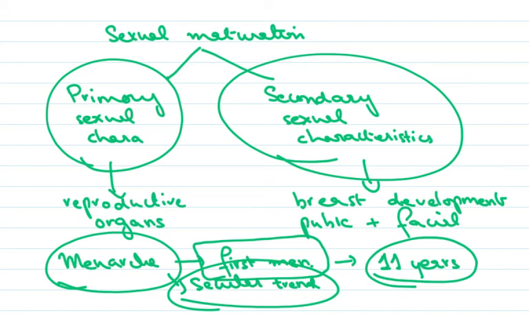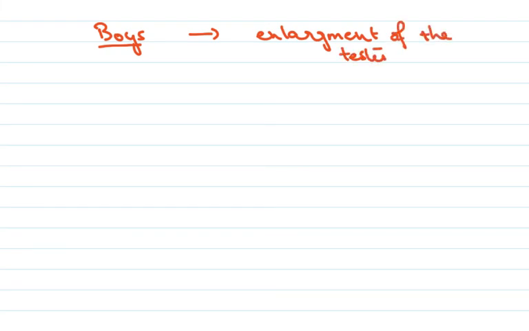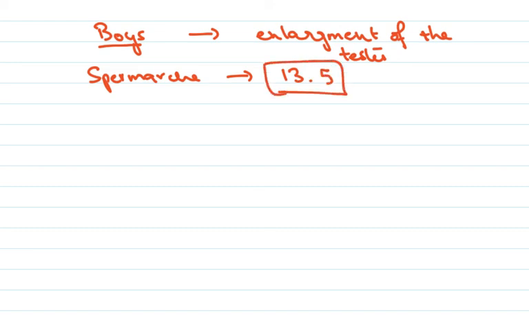When we talk about sexual maturation in boys, one of the things that we see is that the first sign is enlargement of the testes. And you will have what we call spermarche, which is basically the first ejaculation. Usually that also occurs around age 13.5 on average for an American adolescent. I'm not sure what the average age for spermarche is for the average Pakistani boy.